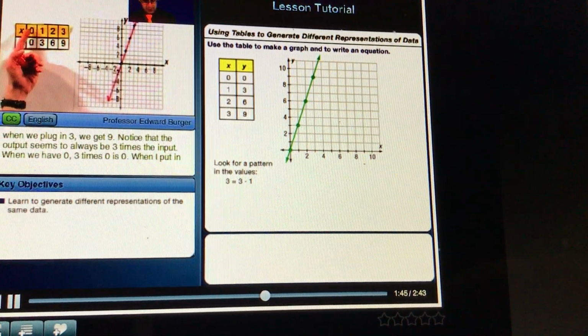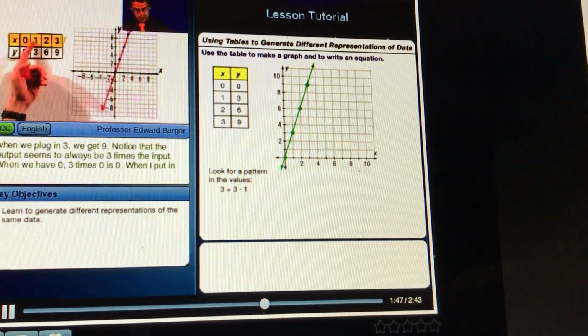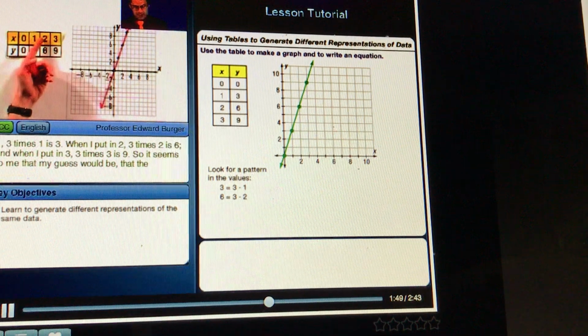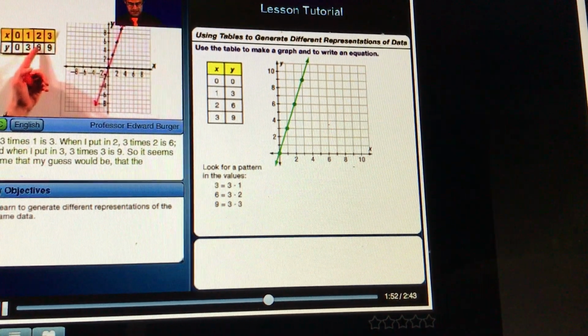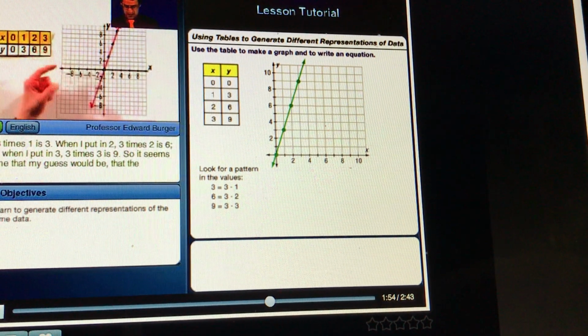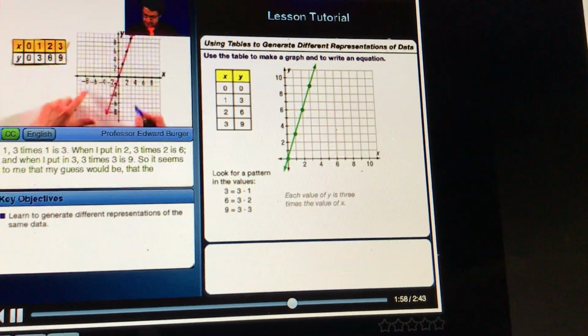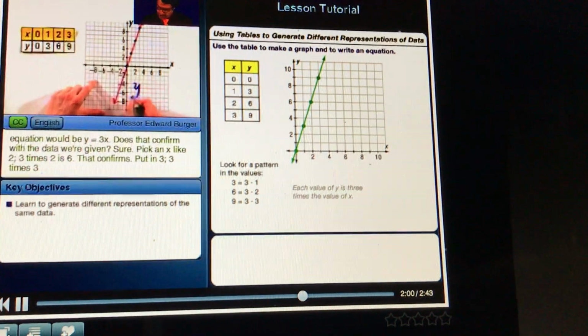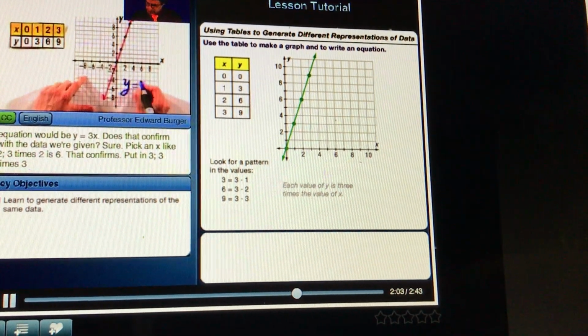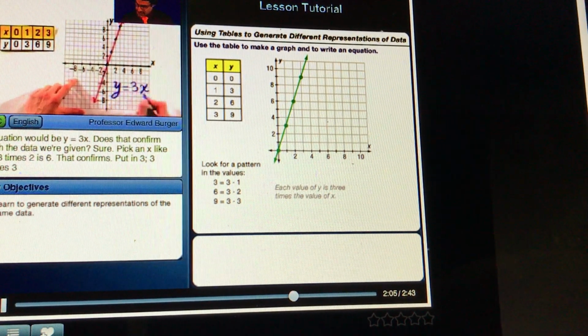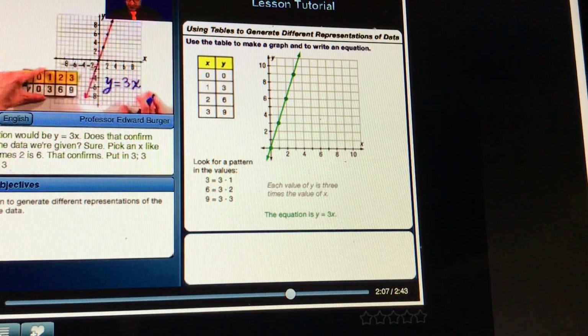When I have 0, 3 times 0 is 0. When I put in 1, 3 times 1 is 3. When I put in 2, 3 times 2 is 6. When I put in 3, 3 times 3 is 9. So it seems to me that my guess would be that the equation would be y equals 3x. Does that confirm with the data we're given?